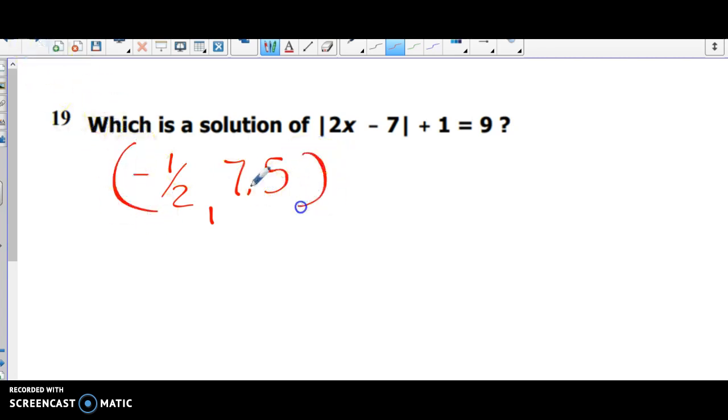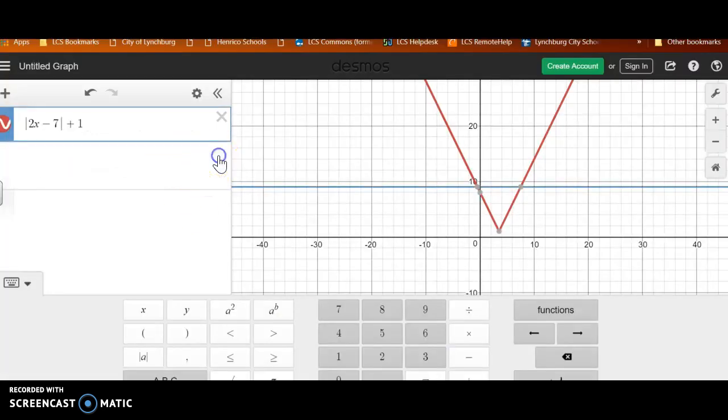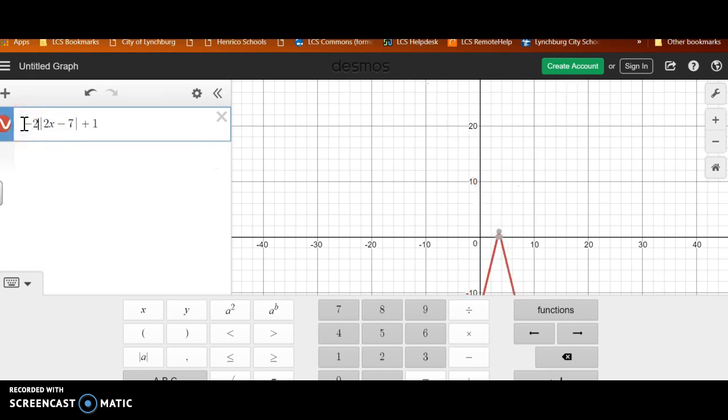Okay, 2 solutions. How many values of x will satisfy the equation? Plug it into Desmos. Look at it. Let's see what we get. -2 absolute value of 3x minus 5. And I don't have anything out there, right? So what's a solution? The only place it crosses is going to be right here at 1. Is that right? Yep, at 1.